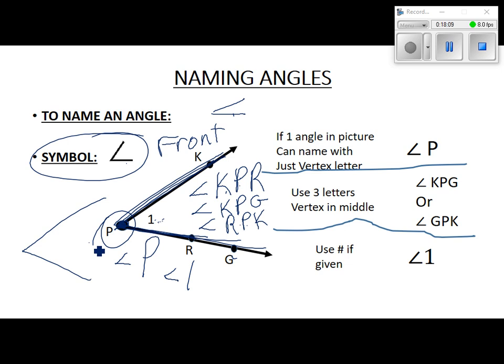Now again, I know Hayden's sitting over there. He's going to try to name everything angle P, angle R, angle Q. All the stuff that we do the rest of the day, you won't be able to name an angle with that one letter.